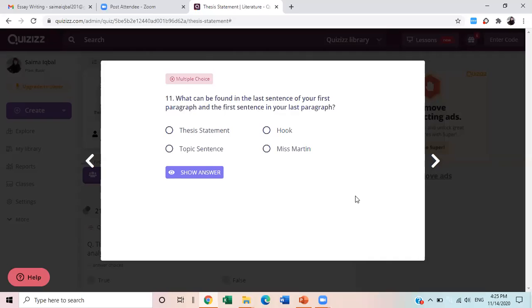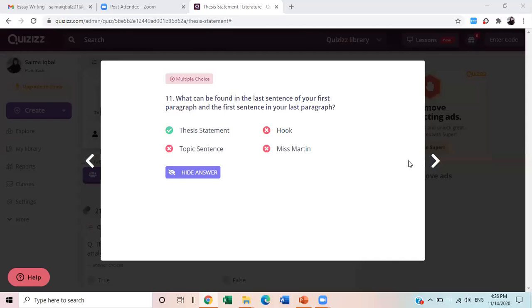The last sentence of your first paragraph is the thesis statement, and in the conclusion, we try to restate the thesis statement. In the first paragraph, the introductory paragraph, we write the thesis statement in the last line. While in the concluding paragraph, we again mention the thesis statement and its claim, and we restate that.